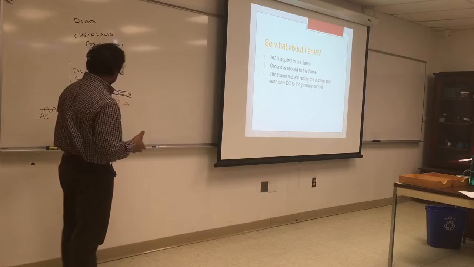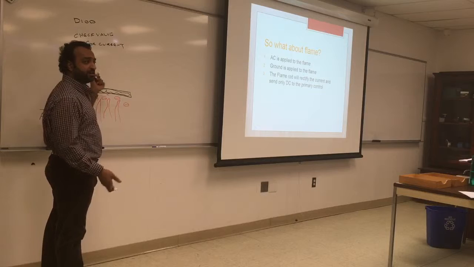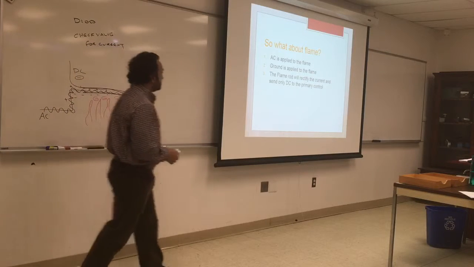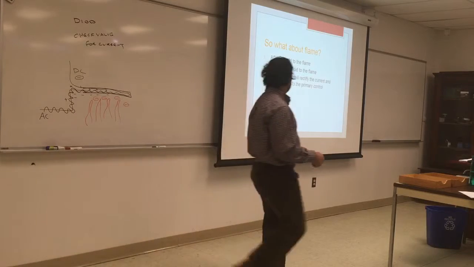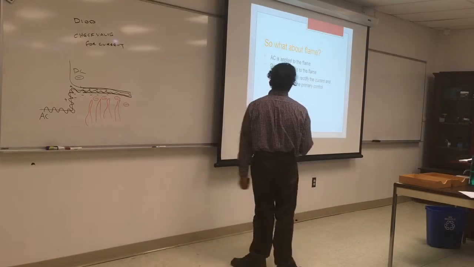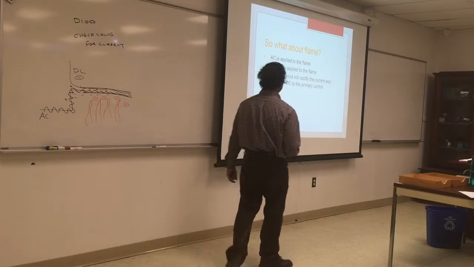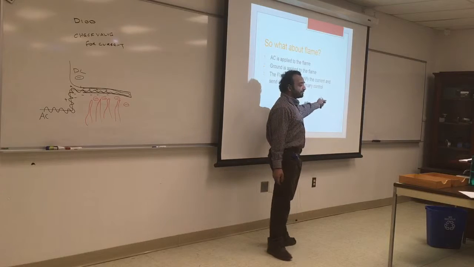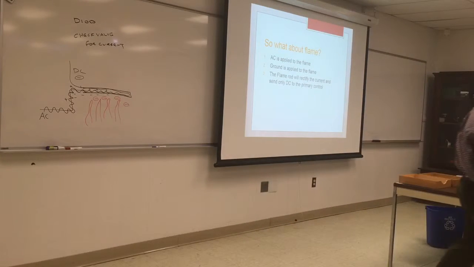The more flame you have, the more ions you produce, and the more DC current you produce out of the flame rod. This is the basis of operation of flame rods. Ground is applied to the flame, so whatever excess you have can go to the ground, and the flame rod will rectify the current and send only a DC signal to the primary control. So that's what you need to know: it changes AC to DC using the ions in the flame.